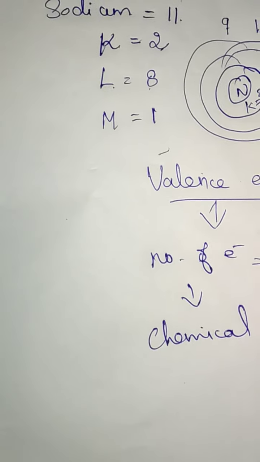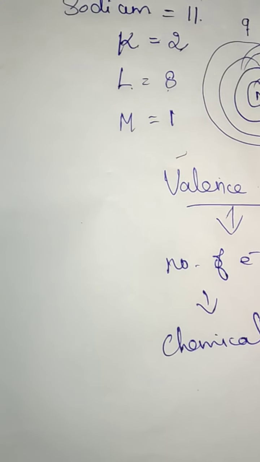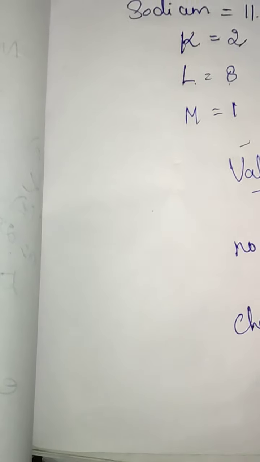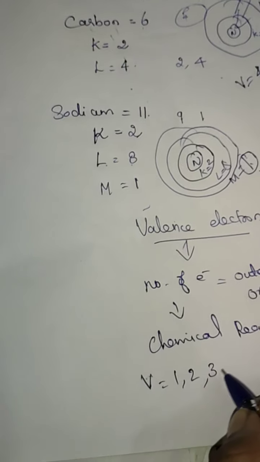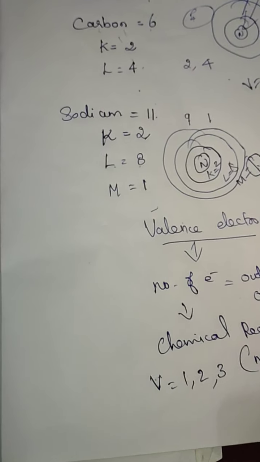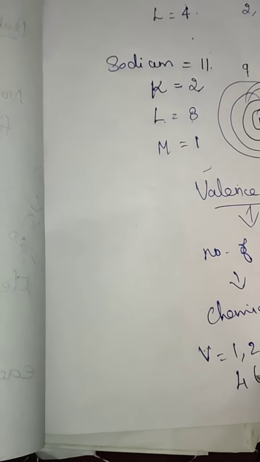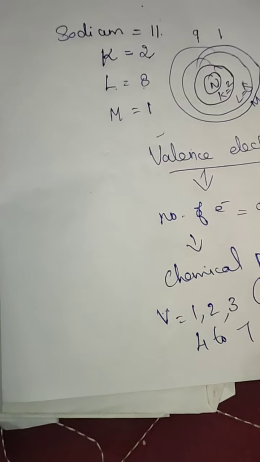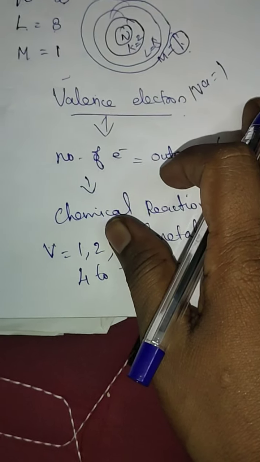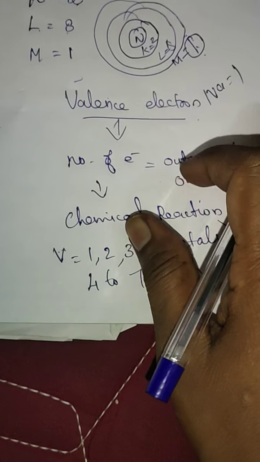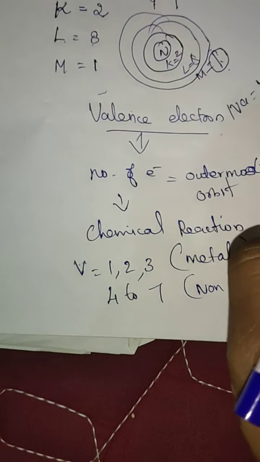For the majority of elements, those which have valence electrons 1, 2, 3 are metals. The remaining, from 4 to 7, are non-metals. Did you understand this, students? We are seeing about valence electrons. The outermost orbit is called the valence orbit. The number of electrons present in the outermost orbit is called valence electrons or valency.